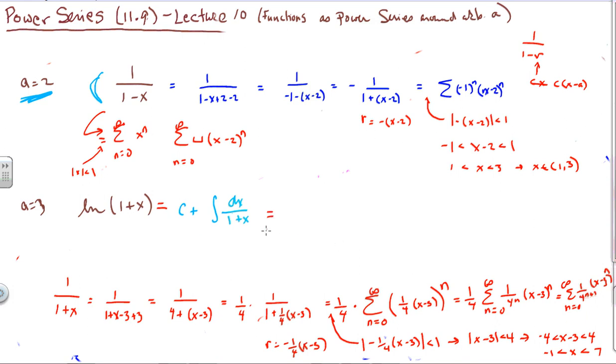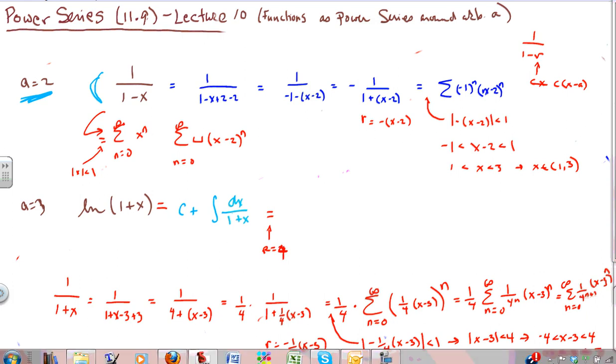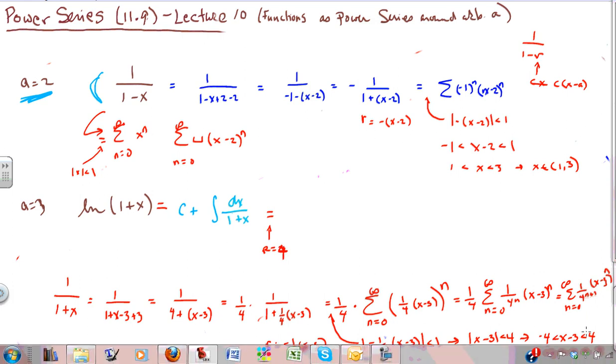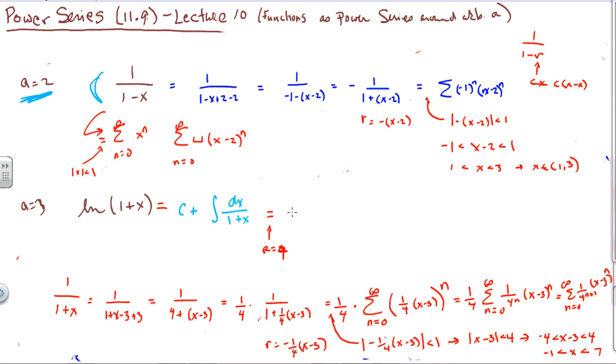Sorry, the radius of convergence was 4. We had a 4 down here. So with the radius of convergence 4 around a equals 3, it's going to be some interval between -1 and 7. We're going to have to deal with the endpoints later.